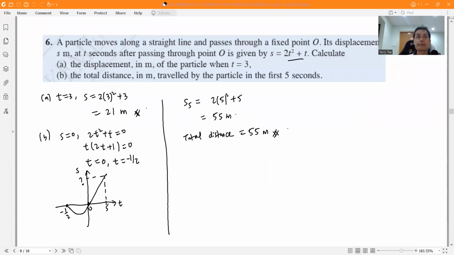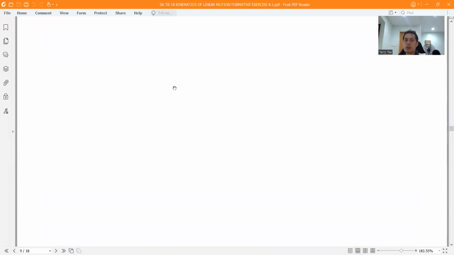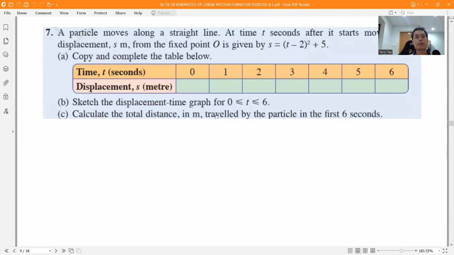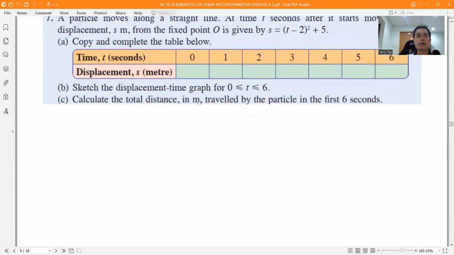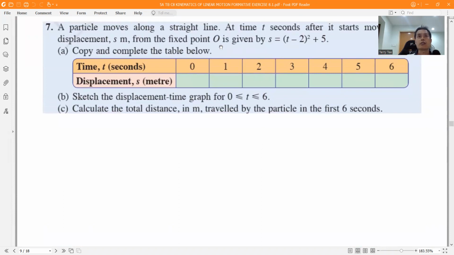All right, question number 7. Now, in this question 7, you first have to copy the table, sketch the displacement-time graph, and then calculate the total distance traveled. This is your function: s equals (t minus 2) squared plus 5.